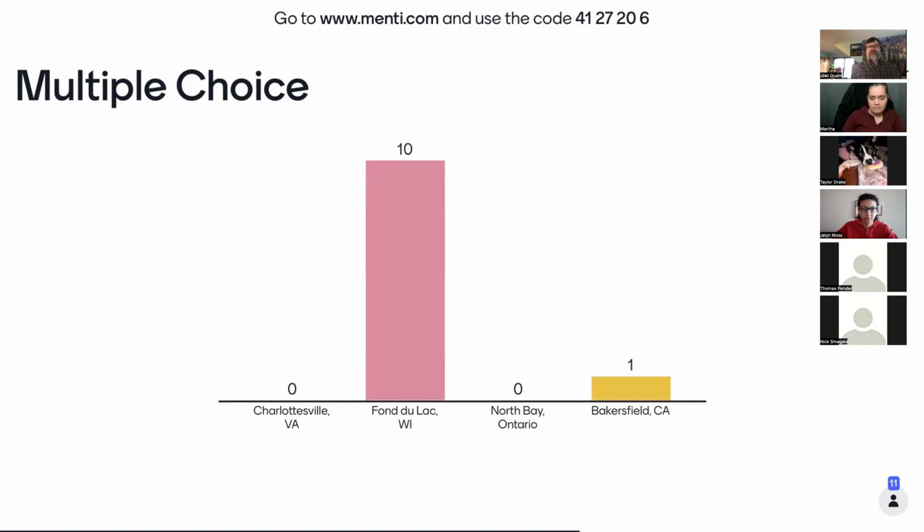You say Fond du Lac, Wisconsin. Yes, that is correct. Fond du Lac means bottom of the lake in French, and that one is it. North Bay would be locational, wouldn't it? As north in the name. Charlottesville clearly is named for Charlotte. Yes.